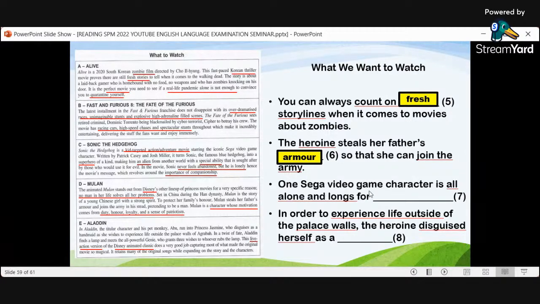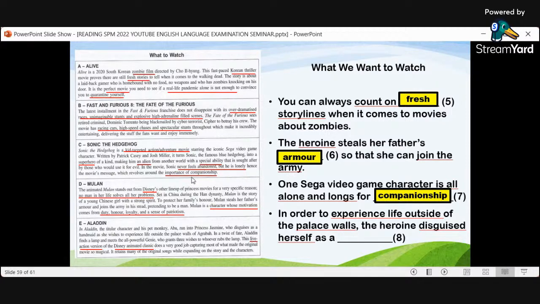Okay, one Sega video character is all alone. A Sega character is, if I'm not wrong, this one. Alright, Sonic the Hedgehog. Helpless and is all alone, but he is lonely, hence the movie's message, which revolves around the importance of companionship. So one Sega video game character is all alone and longs for companionship.